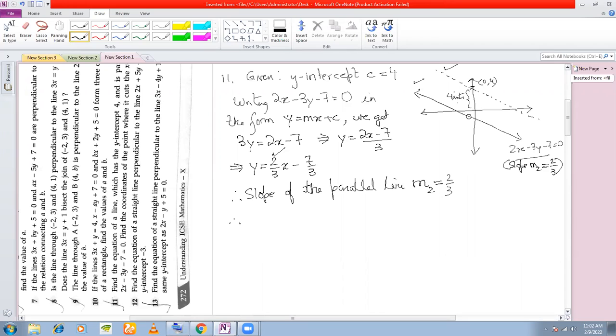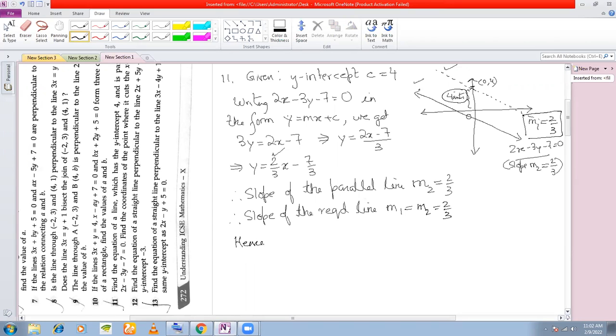Therefore, what is the slope of the dotted line or the required line? Therefore, slope of the required line, let's call this m1. If I call the slope of this line as m1, what is the slope of this line? Also 2 by 3, right? Equal to m2, equal to 2 by 3. So the slope of this line is 2 by 3. So now what do I know? I know the slope of this dotted line and I know the y-intercept of this dotted line. So what form should I use? I should use the slope-intercept form to find the equation of the dotted line, right?